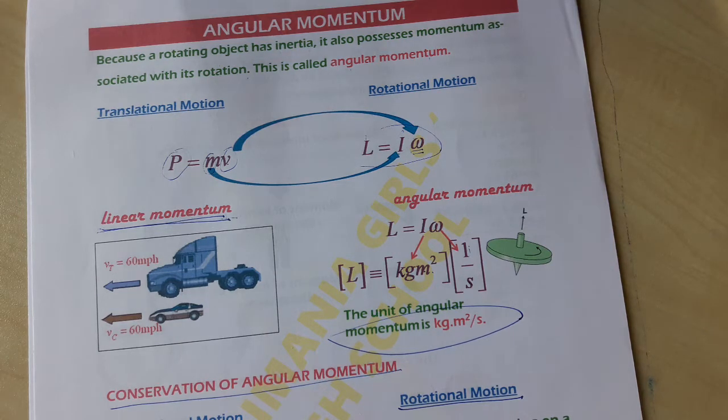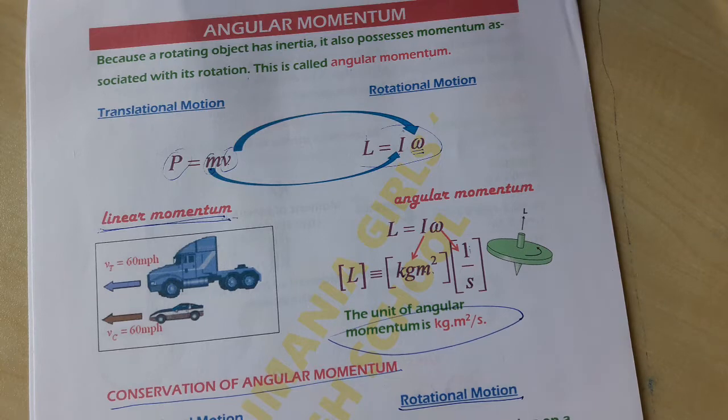In rotational motion, if the net torque acting on the object is 0, this is the condition. The net torque acting on the object must be equal to 0. Then angular momentum is conserved, which means the initial moment of inertia times the initial angular speed is equal to the final moment of inertia times the final angular speed. What does this mean?